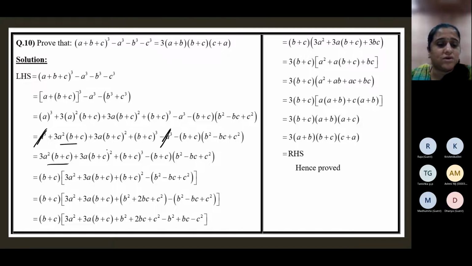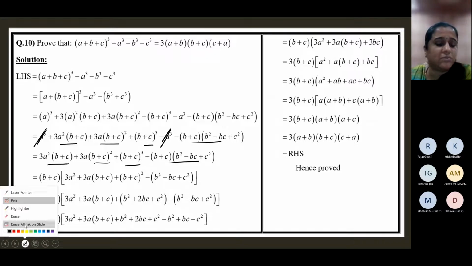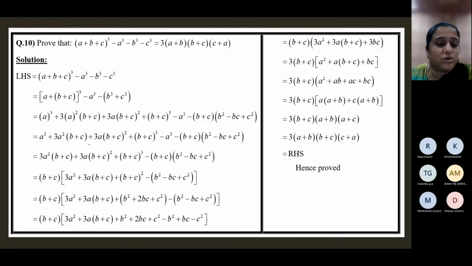You can see this one here. Nothing much in the next step. I've just written the remaining terms. Now in the next step, you can see that b plus c is common everywhere. See here, this is one term. This is one term. This is one term. And this is one term.